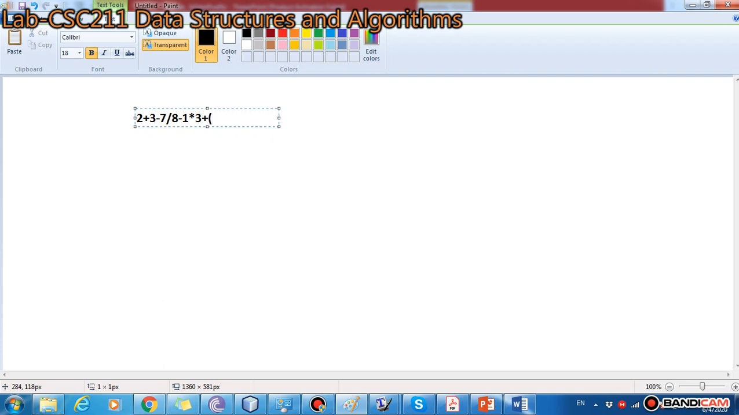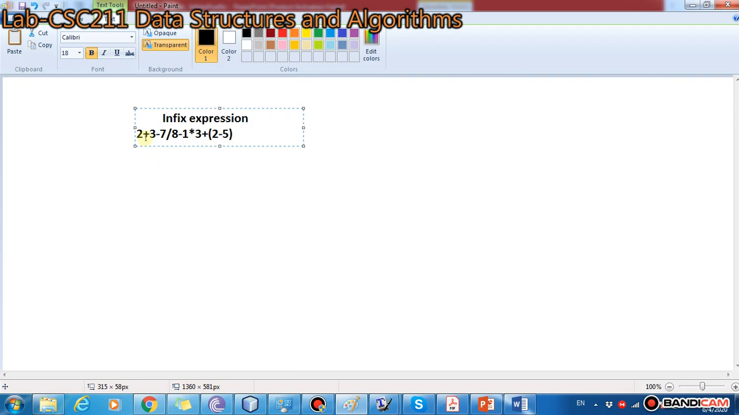So let's suppose we have 2 minus 2 minus 5 in a parenthesis. So we have this expression. So this expression is an infix expression. Okay, this is an infix expression because according to the definition of an infix expression, whenever the operator is specified between the operands, that notation is known as infix notation.